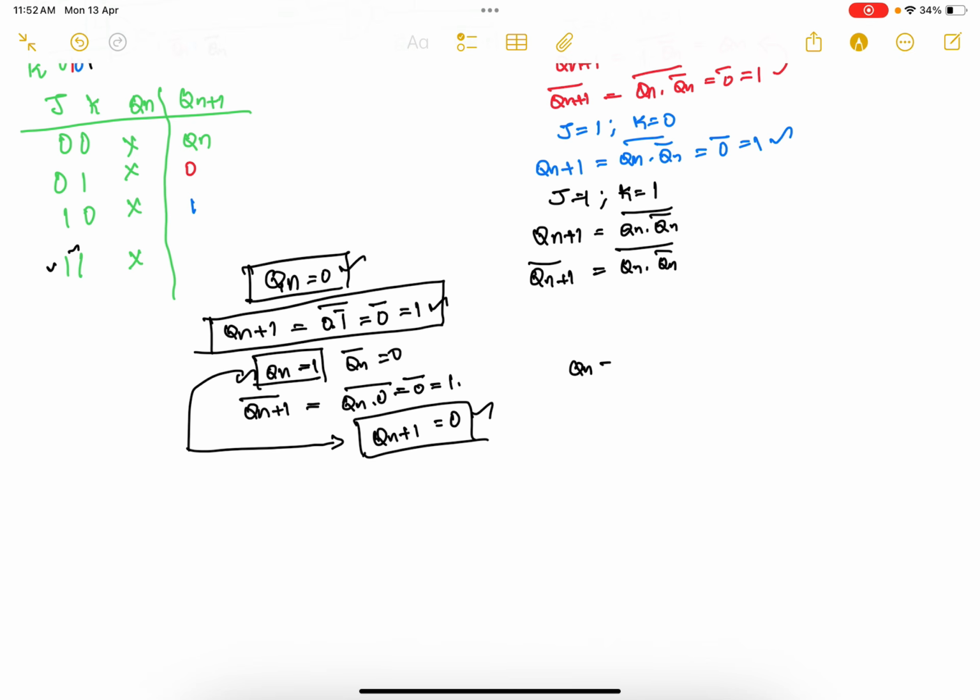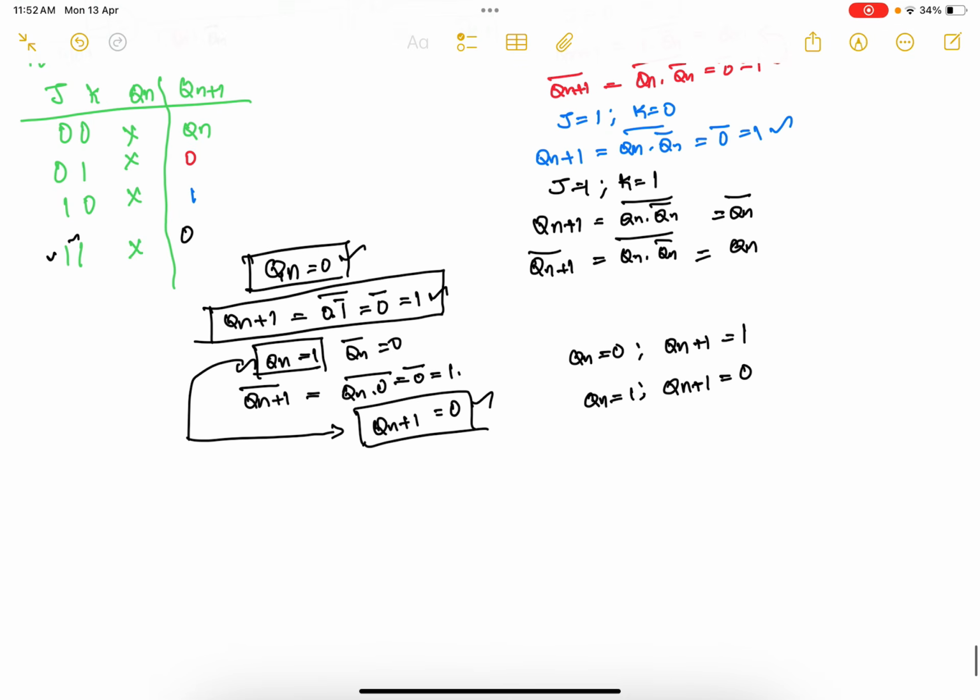Okay, that is qn equal to 0, my next state qn plus 1 is 1, and qn equal to 1, if I say, your next state is becoming 0. So 0 becomes 1, 1 becomes 0, which means that present state is complementing. So how do I want to write it? Here you can write this as qn bar, which means qn bar. Clear?